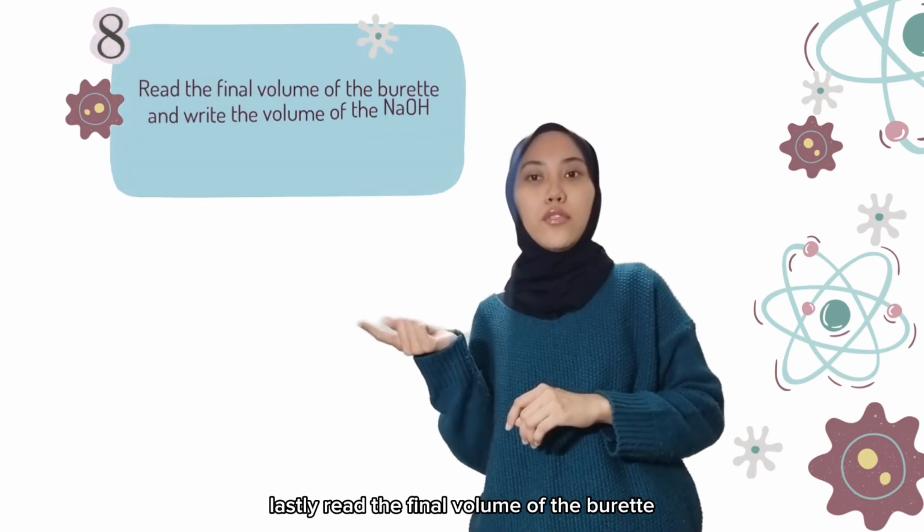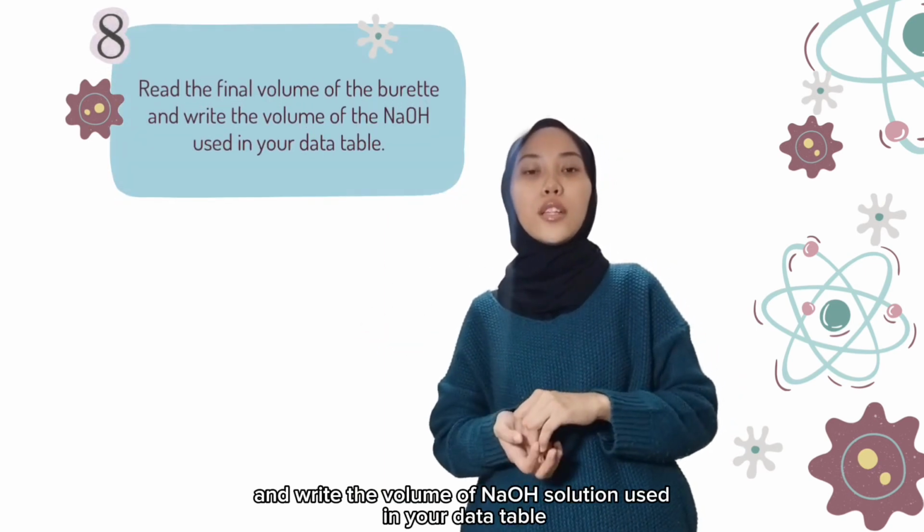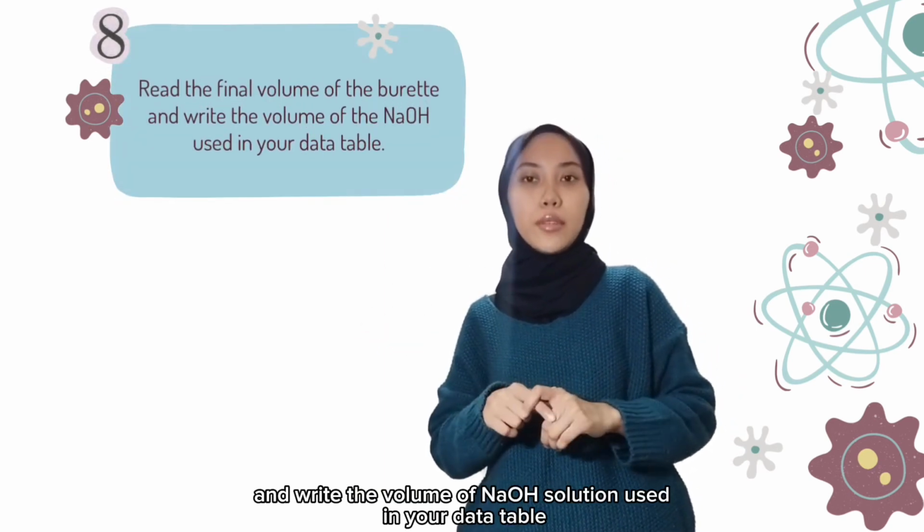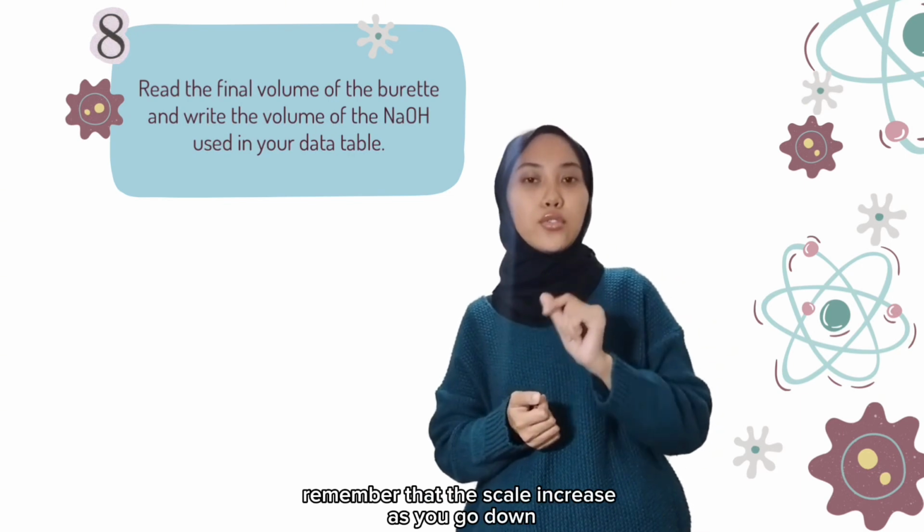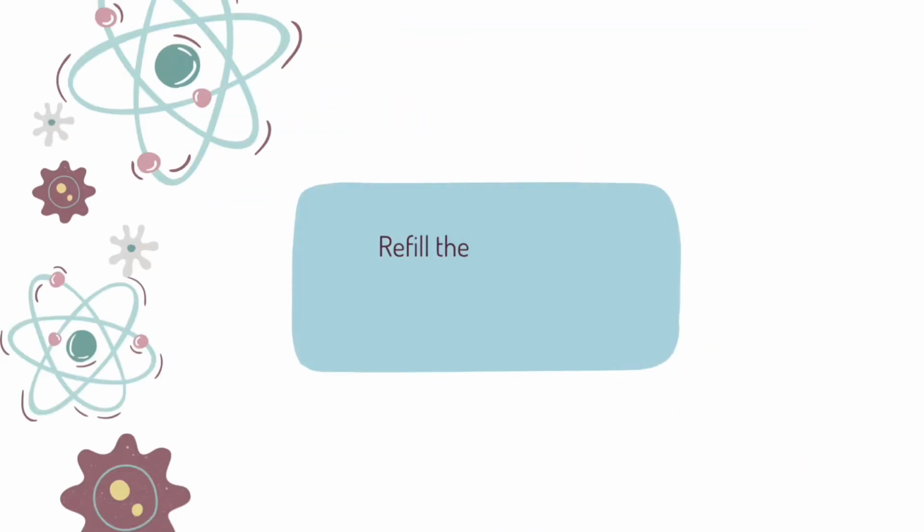Lastly, read the final volume of the liquid and write the volume of NaOH solution used in your data table. Remember that the scale increases as you go down. Lastly, refill the burette and complete the titration twice more.